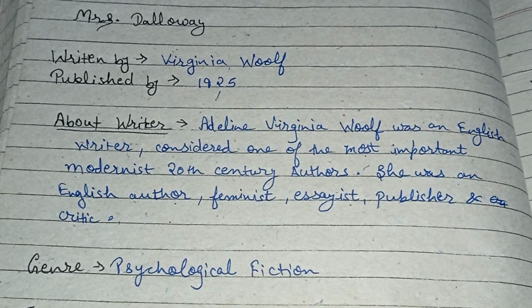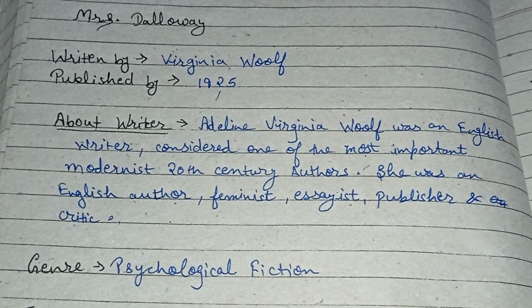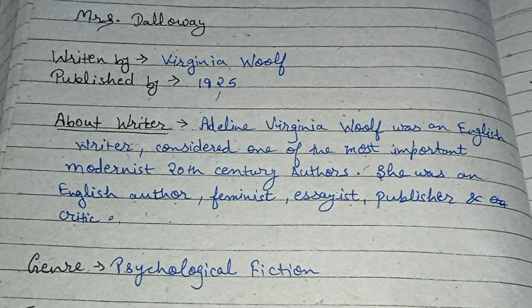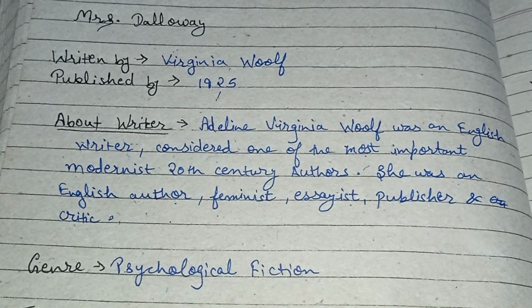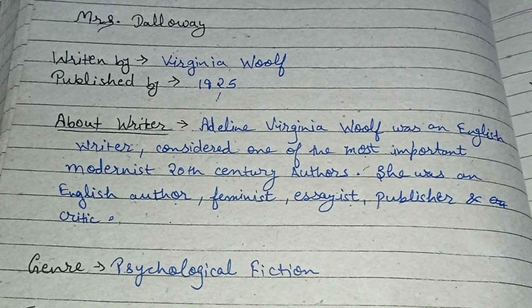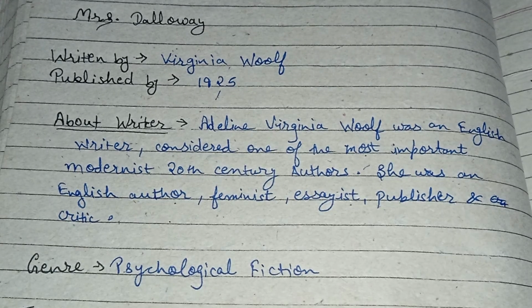So, this is our next text, that is Mrs. Dalloway. It is written by Virginia Woolf, published in 1925. About the writer, Adeline Virginia Woolf was an English writer considered one of the most important modernist 20th century authors. She was an English author, feminist, essayist, publisher, and critic. Its genre is psychological fiction. Some of the important themes are society and class, time, isolation, warfare.